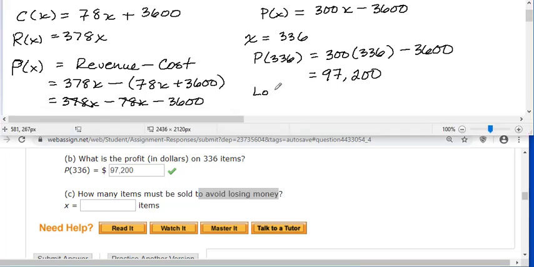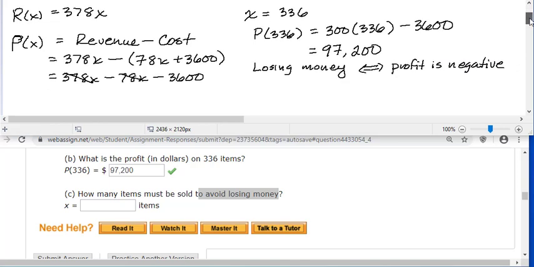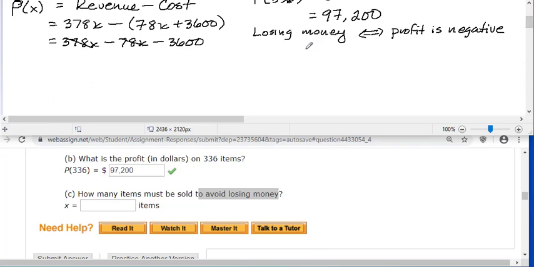So losing money, that means your profit is negative. So again, most people don't say you have a negative profit, they say you have a loss. But in math class, we say, no, your profit was negative. So to avoid losing money, you want your profit to be bigger than zero. I'll just look for when it's equal to zero, and then I know I have to do better than that. So now that I have a profit function of 300x minus 3,600, I could set that equal to zero and back solve to find the x.